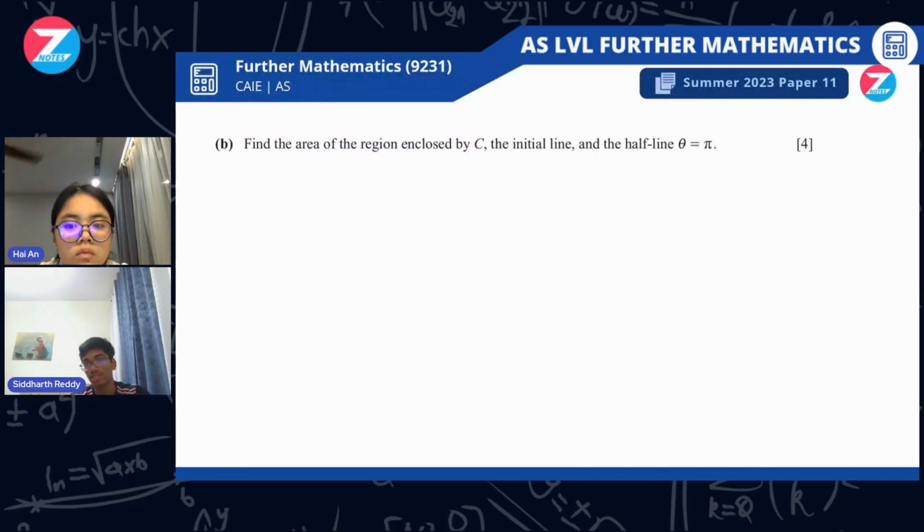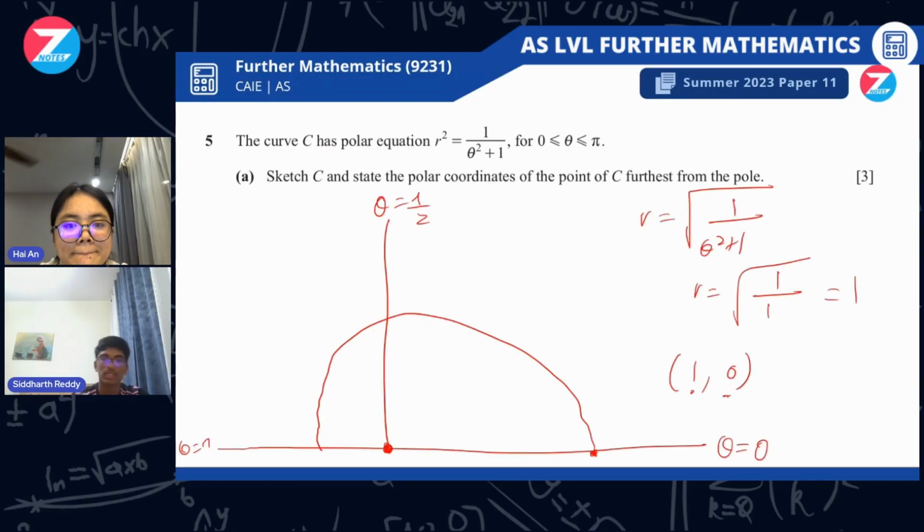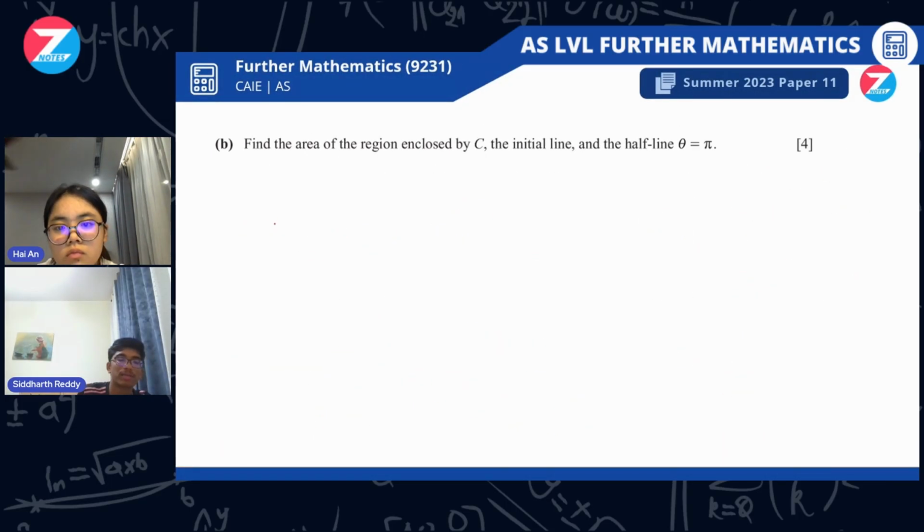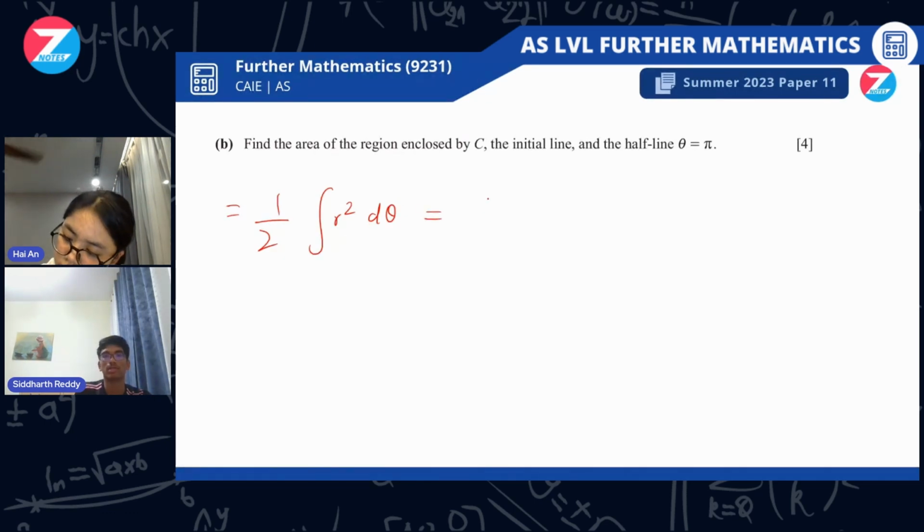Find the area of the region enclosed by C, the initial line, and the half line theta equal to pi. So basically, just find this area. The area of a polar curve is given by half integral of r squared d theta. So in this case, it's half times the integral from 0 till pi of r square, which is 1 by theta square plus 1, d theta.